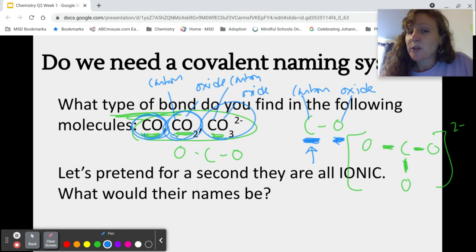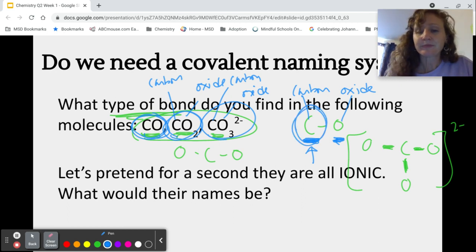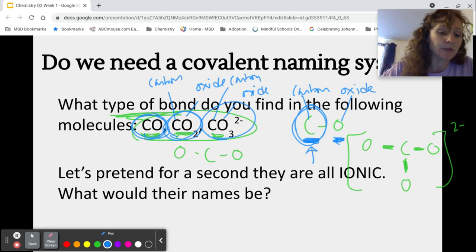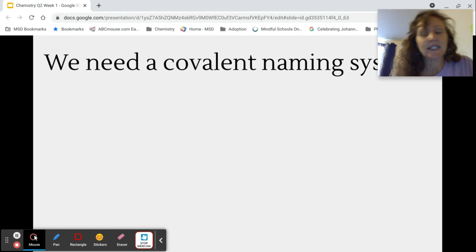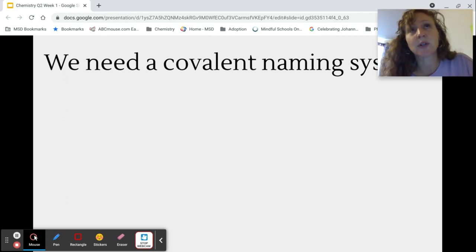What if we use Roman numerals, you might ask? Well, remember, you only use Roman numerals for something that forms more than one charge, and carbon doesn't do that. Carbon doesn't form multiple charges. And so we come to our conclusion. We need a covalent naming system. In order to name a covalent compound, you need a covalent naming system.